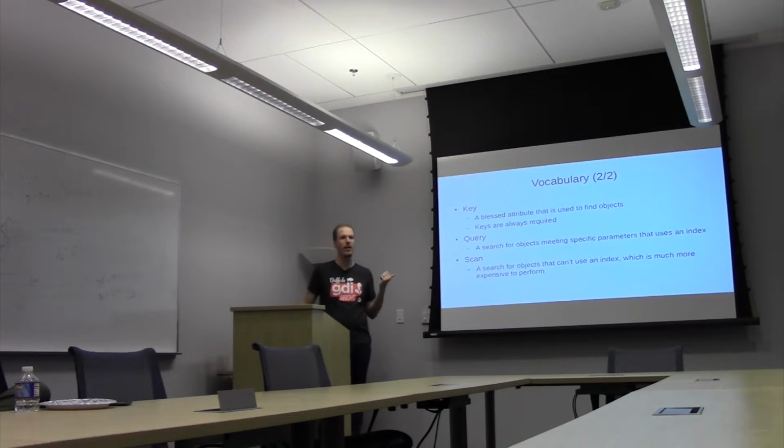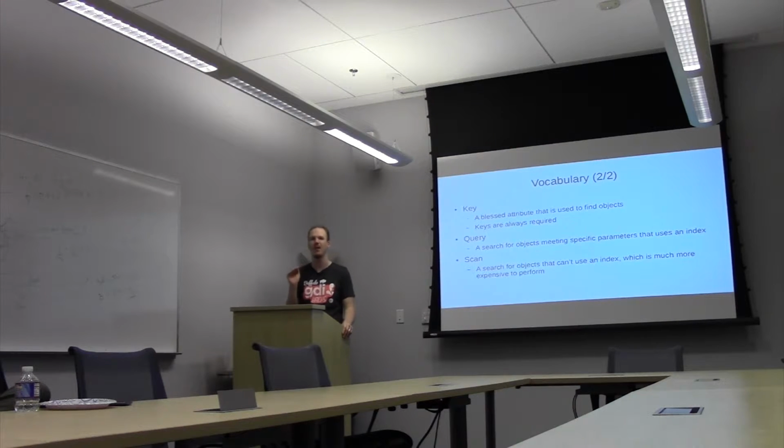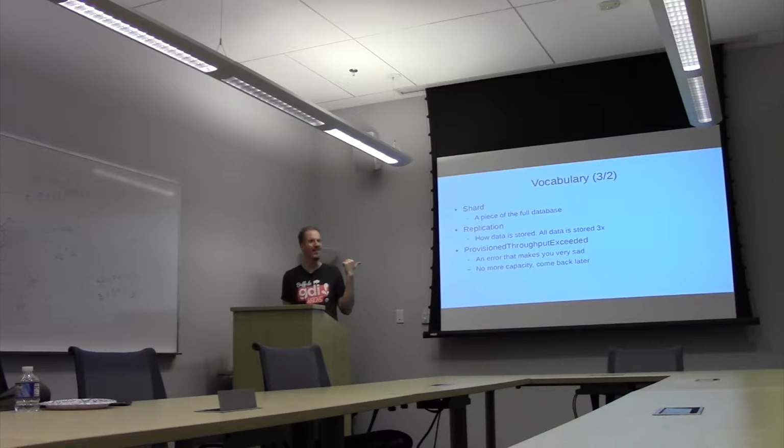So what a query does is it uses an index. A scan actually goes through every single row in your table. And every row it reads uses a read capacity unit. So you can imagine how this gets really expensive really fast in terms of your capacity. And this is a great way to get a provisioned throughput exceeded error. And yes, I know that is vocab 3 out of 2.